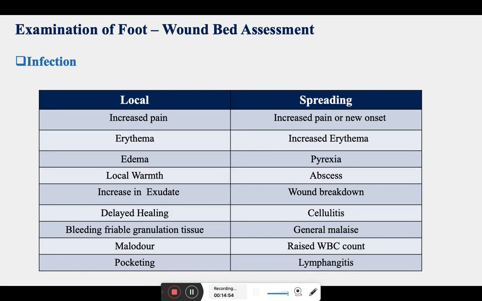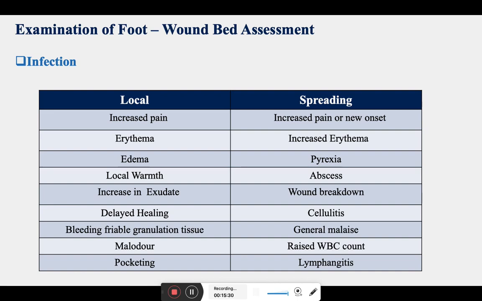Now coming to the infection, it may be local or spreading, or as we know, it may be systemic. So what are the local signs and symptoms which we can see? Increased pain, erythema, edema, local warmth, increase in exudate, delayed healing, bleeding, friable granulation tissue, malodor, or pocketing. Now we know these are all signs of acute inflammation.